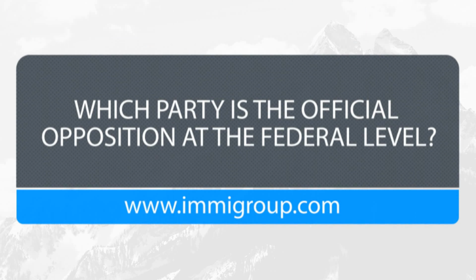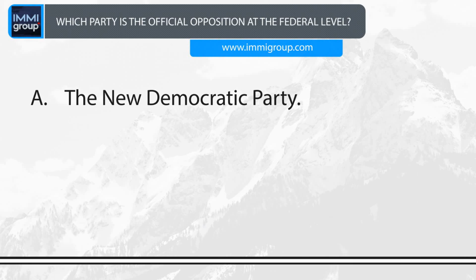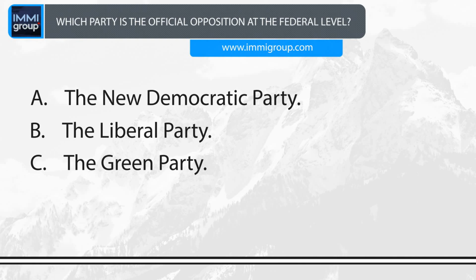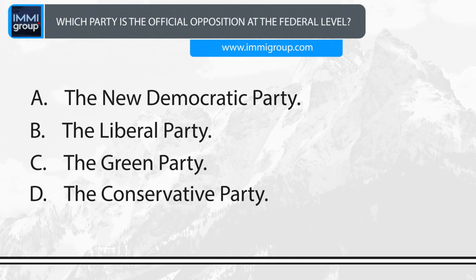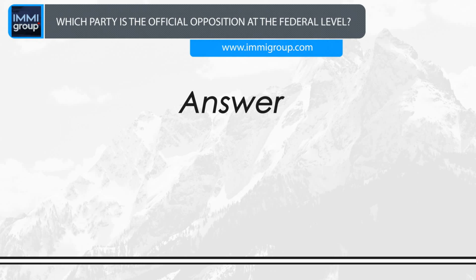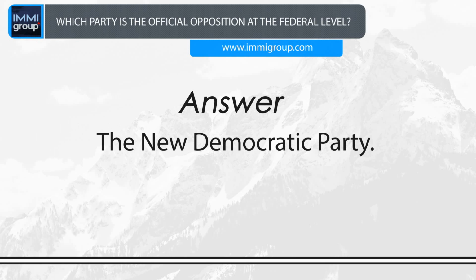Which party is the official opposition at the federal level? A. The New Democratic Party. B. The Liberal Party. C. The Green Party. D. The Conservative Party. Answer: The New Democratic Party.